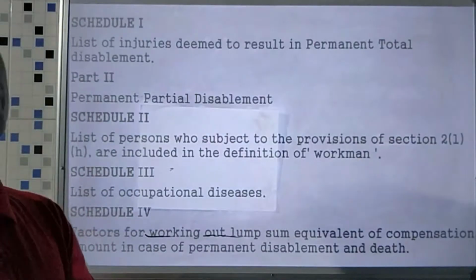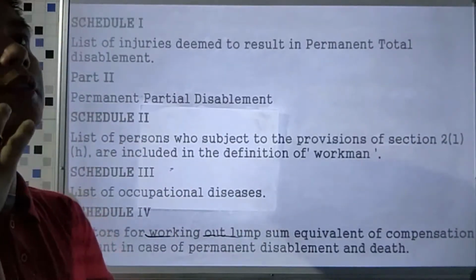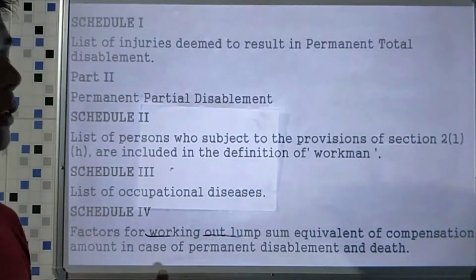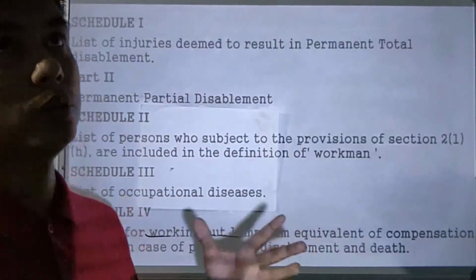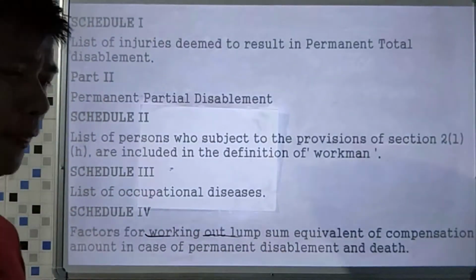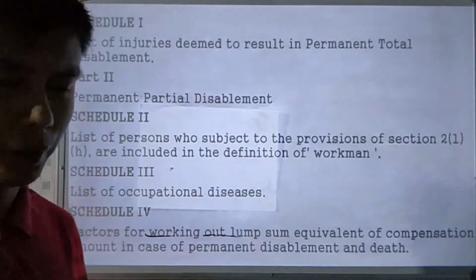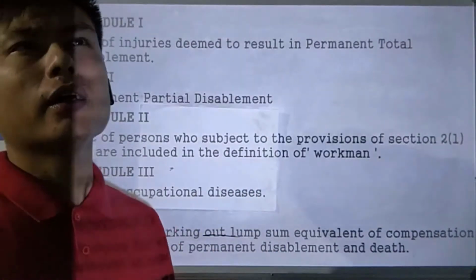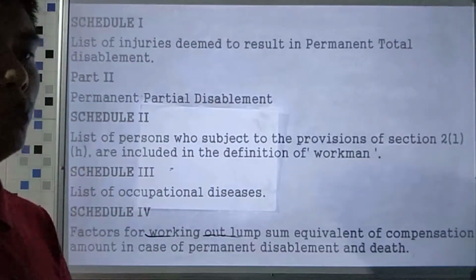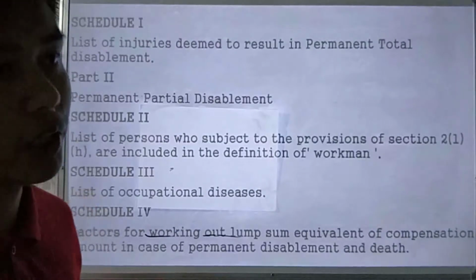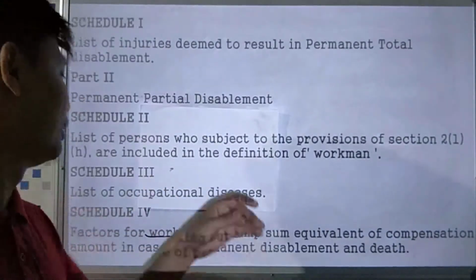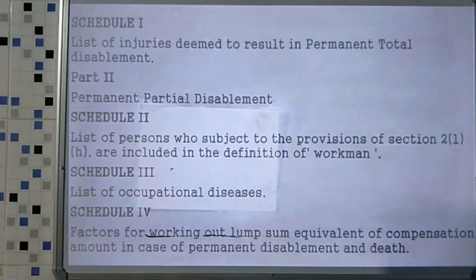Alright. Now Schedule 3, the list of occupational diseases. For example, when you work in a factory, let's say a mining factory, a cement factory, or an explosives or chemicals factory, what happens? Of course they will try to maintain very good working conditions, but it might so happen that due to chemical exposure and whatnot, you may contract some diseases. So what are those diseases which come under occupational disease? It is given in Schedule 3. Alright, I hope everyone is clear.